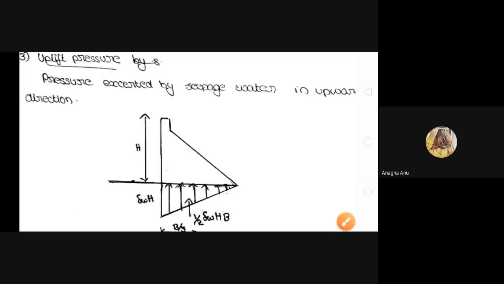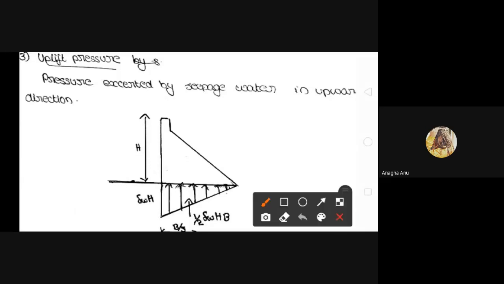Okay, then this is the section of the dam that we are considering, and this is the pressure distribution diagram. In this diagram, we can see that the uplift pressure at the tail will be 0. Okay, at the tail or toe. We can call it tail or toe, both are the same. The uplift pressure at the toe will be 0. And the uplift pressure at the heel will be equal to gamma W into H.